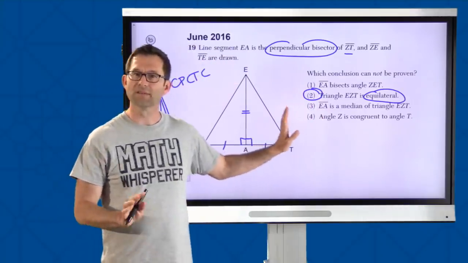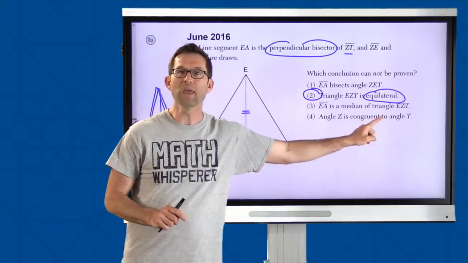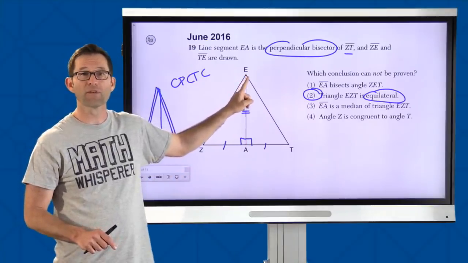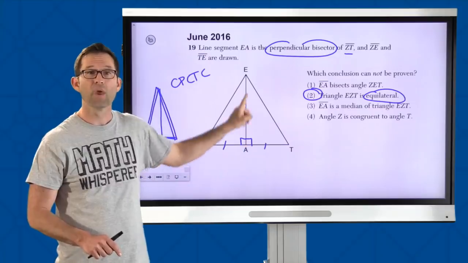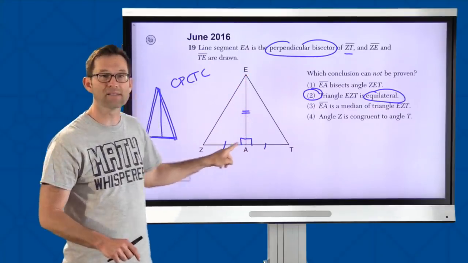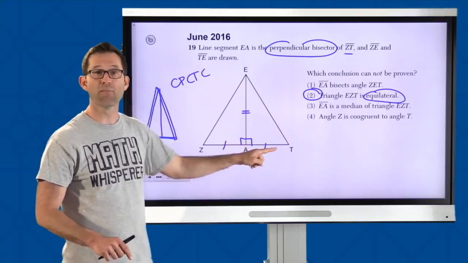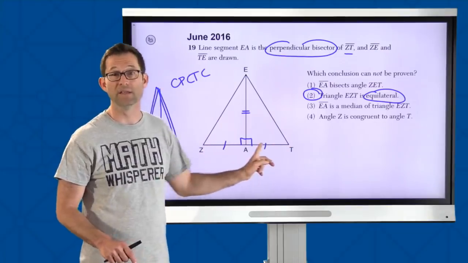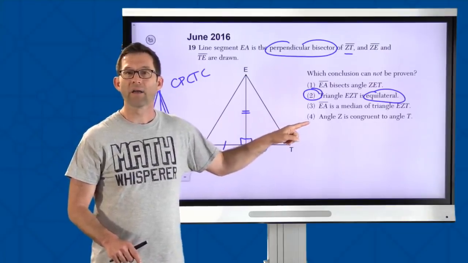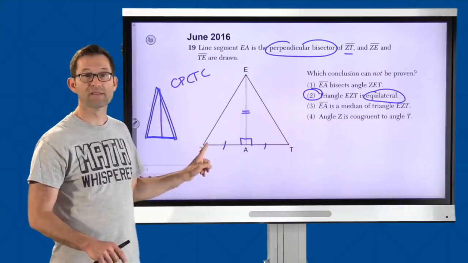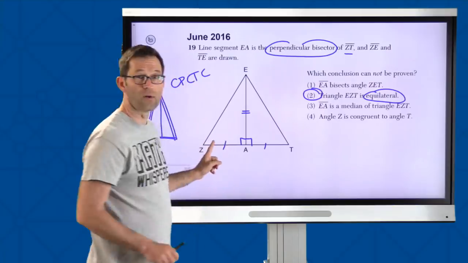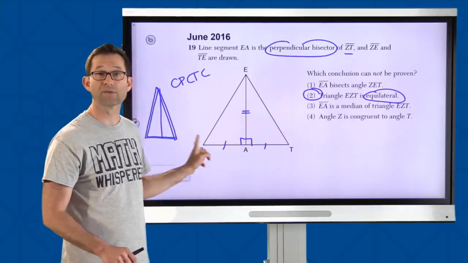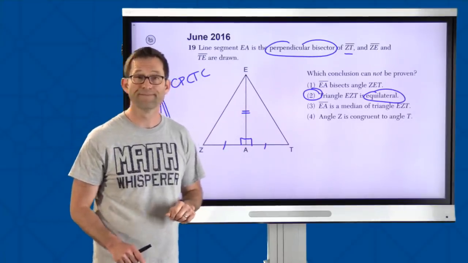Let me just go through the last two because they review some important terminology. It says EA is a median of triangle EZT. Well, absolutely. A median is a line segment that's drawn from a vertex to the midpoint of the opposite side. Well, the plain fact is because EA bisects ZT, A must be the midpoint of ZT, and therefore EA must be a median of EZT. All right, angle Z is congruent to angle T. That's this angle and this angle. Well, these two angles, again, are corresponding parts of these two congruent right triangles, so you bet they have to be congruent to each other.